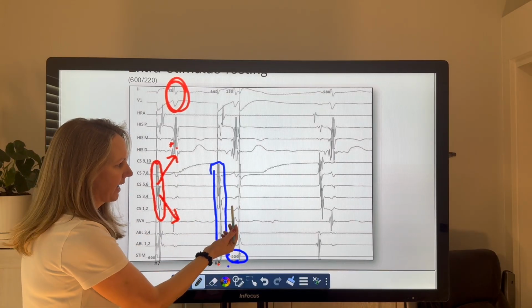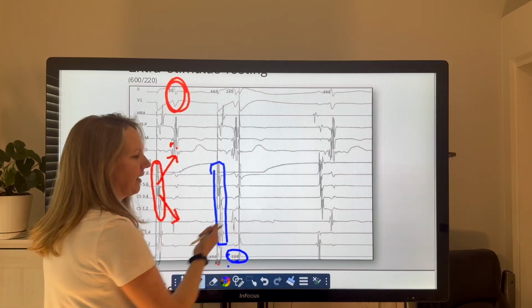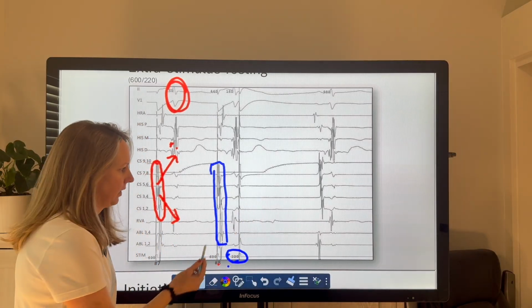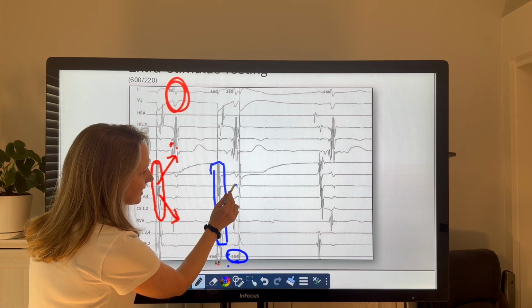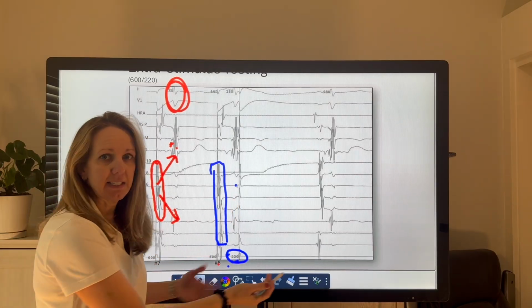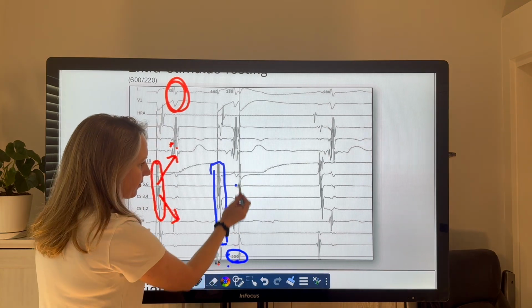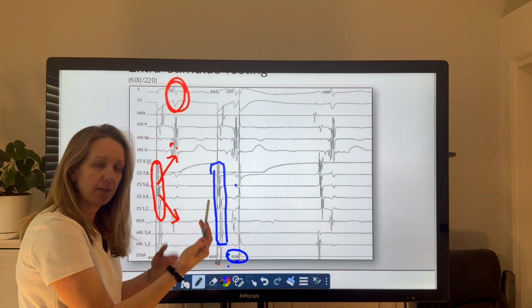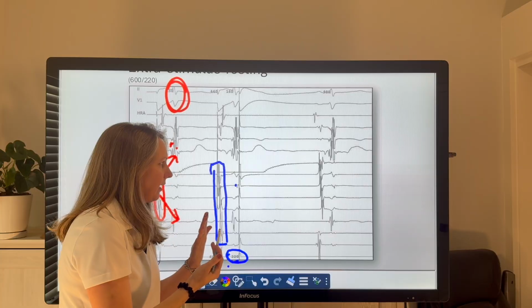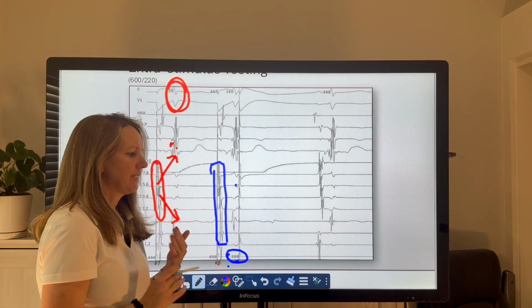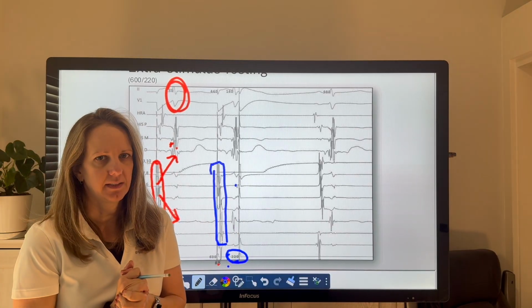Here's our pacing artifact, and we don't see any atrial signal. Remember this, that's coming in before that pacing artifact, that's the V from the beat before. So here we pace the atrium, and this impulse came in so early, the atrial tissue itself could not depolarize.